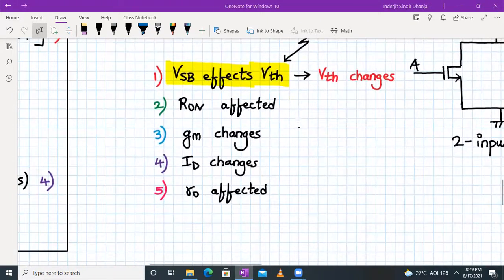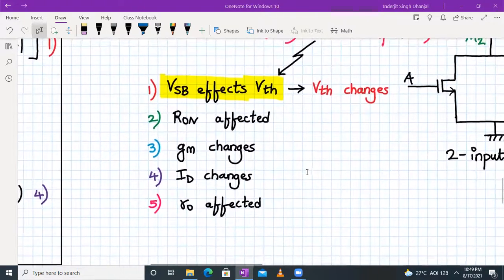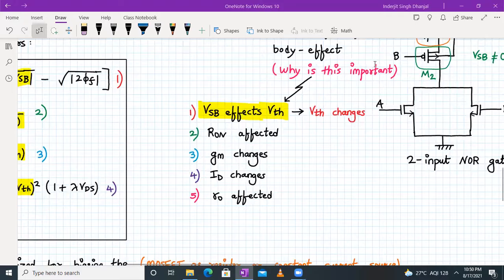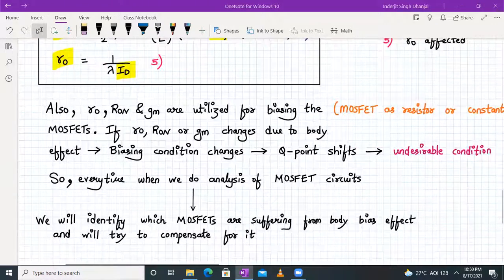So over here, if there is a body effect, that is if VSB is not equal to 0, it will affect my threshold voltage. It will affect my on-state resistance RON. GM will be affected, that is transconductance. Drain current will change. And finally, my output resistance RO will also be affected. So hence, analyzing the circuit with a body effect is extremely important. Okay, so let us see that now.